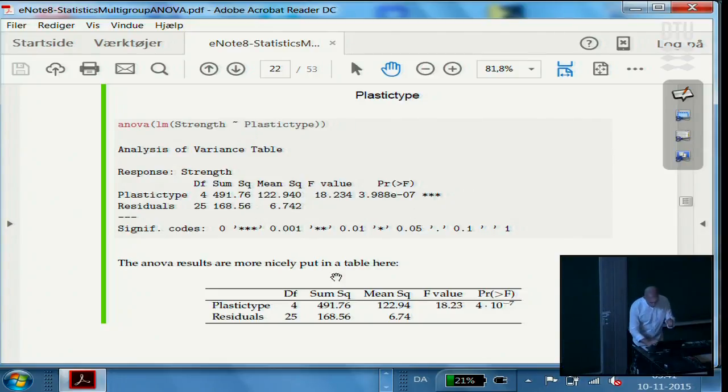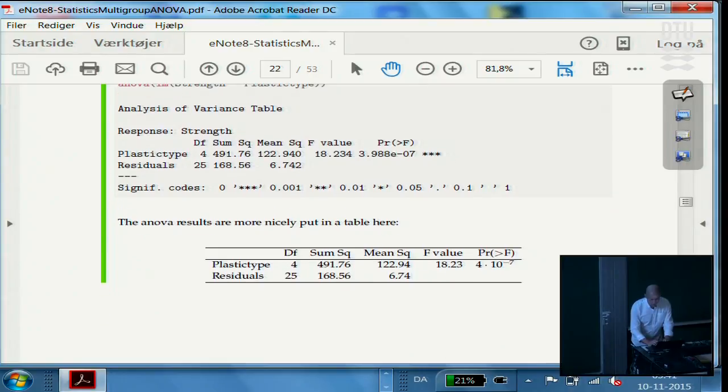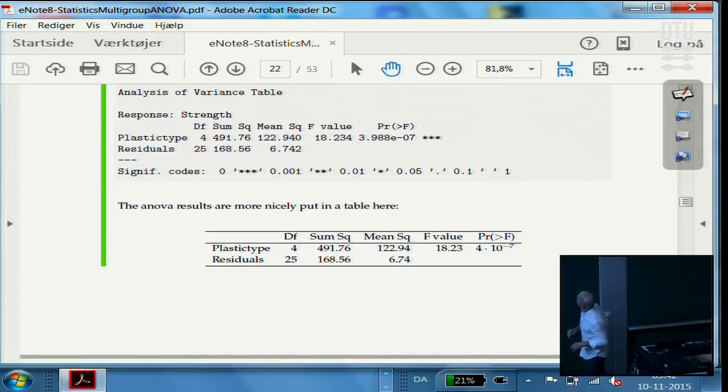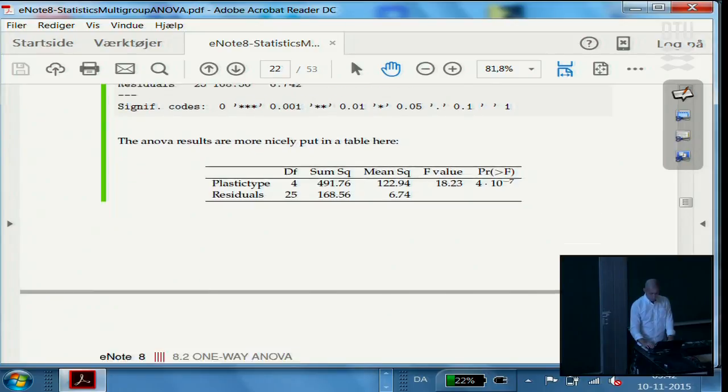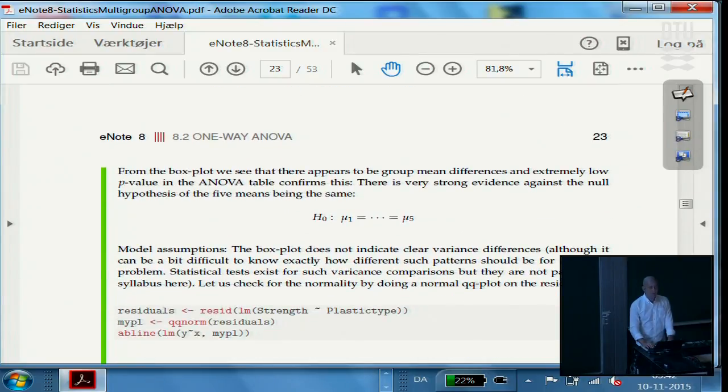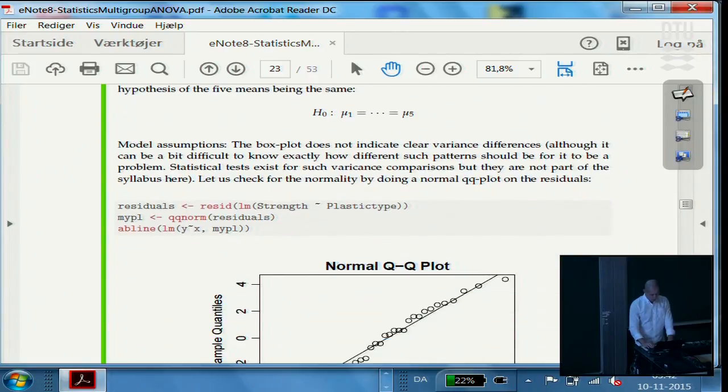If we use the xtable function in R, we could easily get a LaTeX table like that produced from an output. The xtable function works directly on an ANOVA output, so for those that are LaTeXers, you can use xtable directly on the output, and you would get a nicely formatted LaTeX table like this. Anyway, some of you are, some of you are not. So the basic null hypothesis would be rejected.